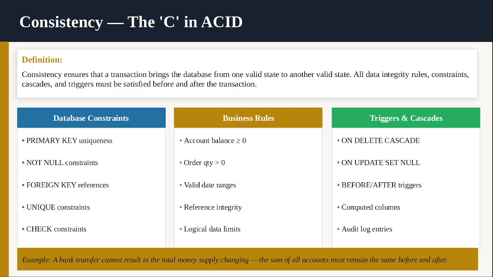Secondly, business rules. Here are some examples. One, account balance greater than or equal to 0. Two, order quantity greater than 0. Three, valid date range. Fourth, reference integrity. Fifth, logical data limit. And thirdly, triggers and cascades. Firstly, on delete cascade. Secondly, on update set null. Thirdly, before and after triggers. Fourth, computed columns. And fifth, audit log entries.